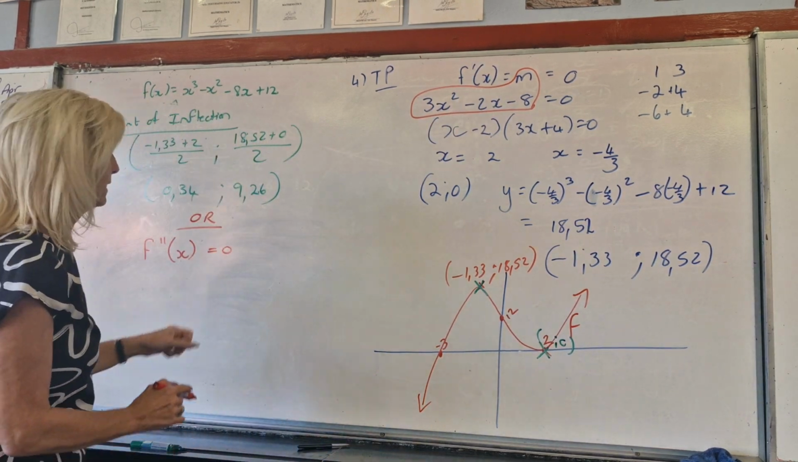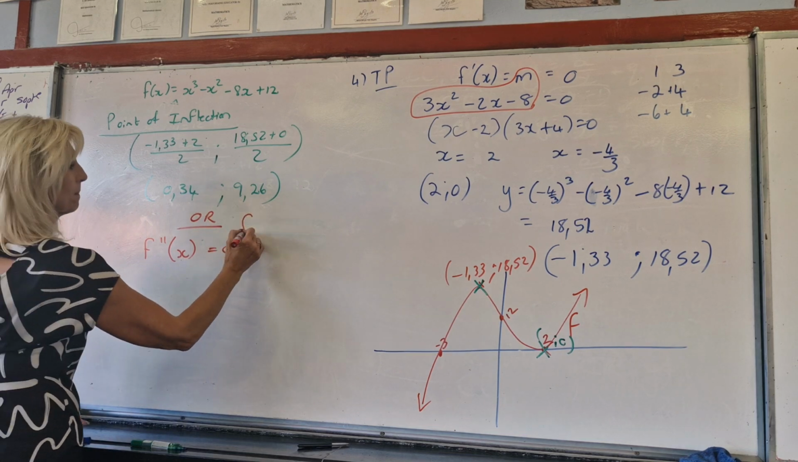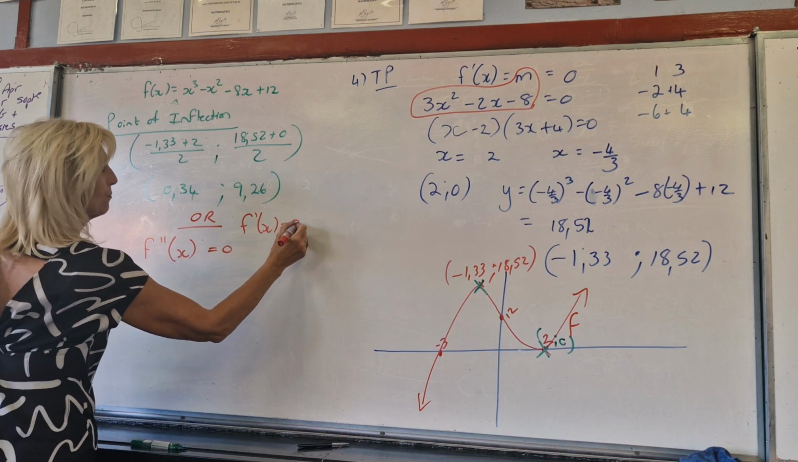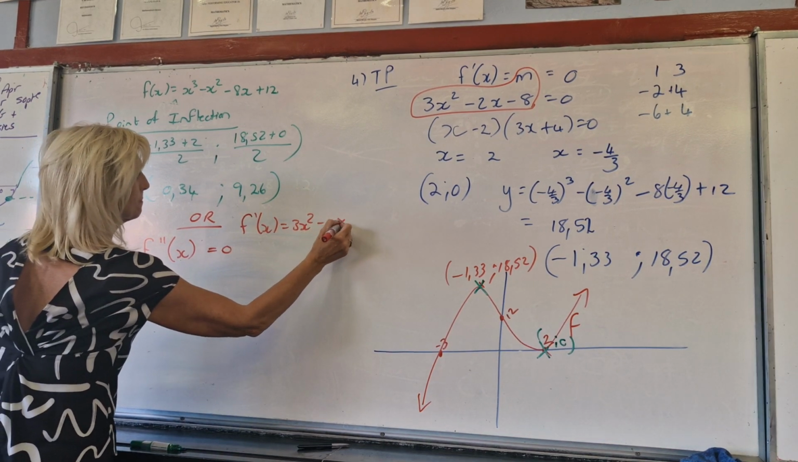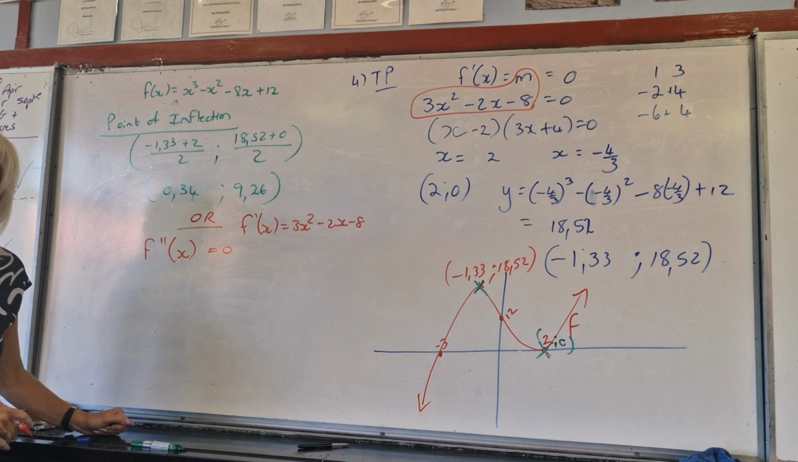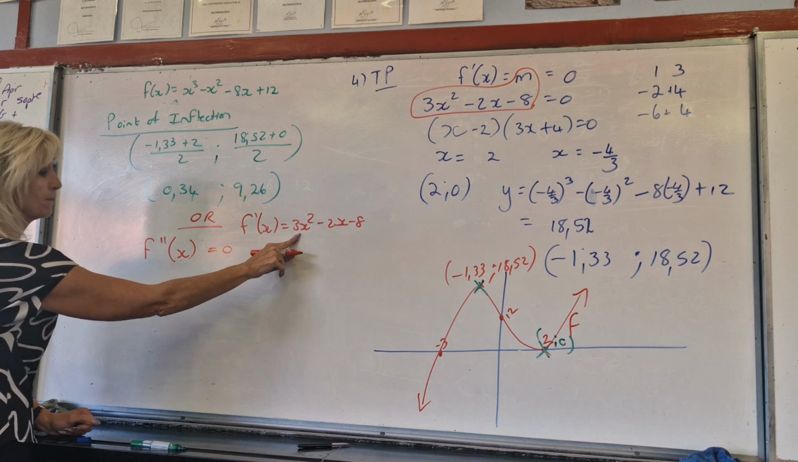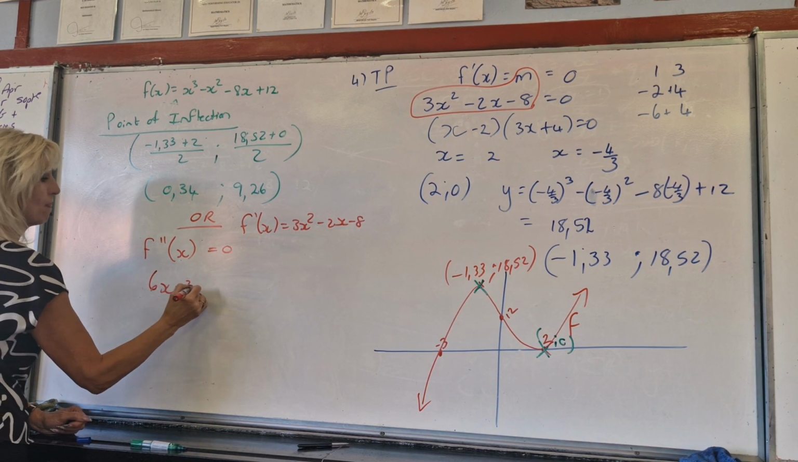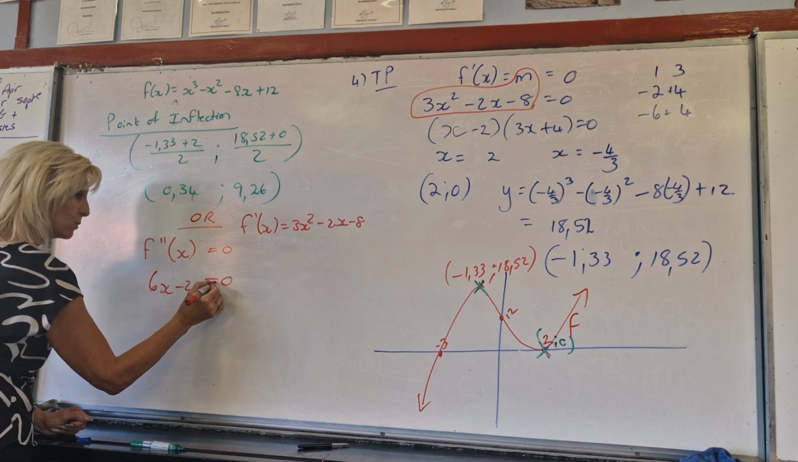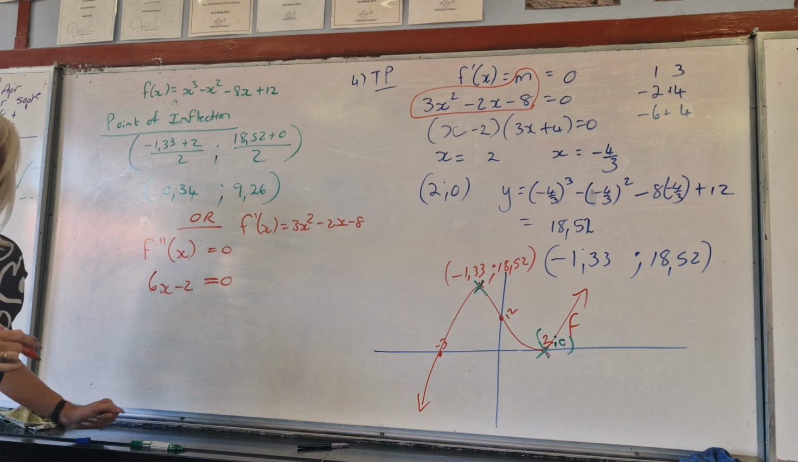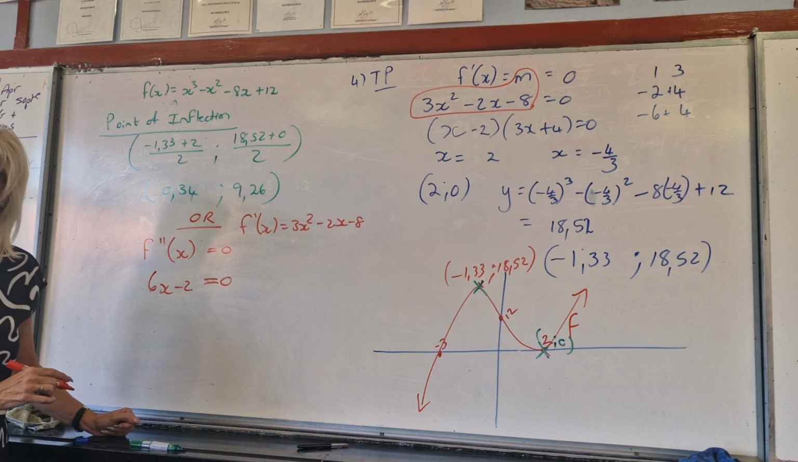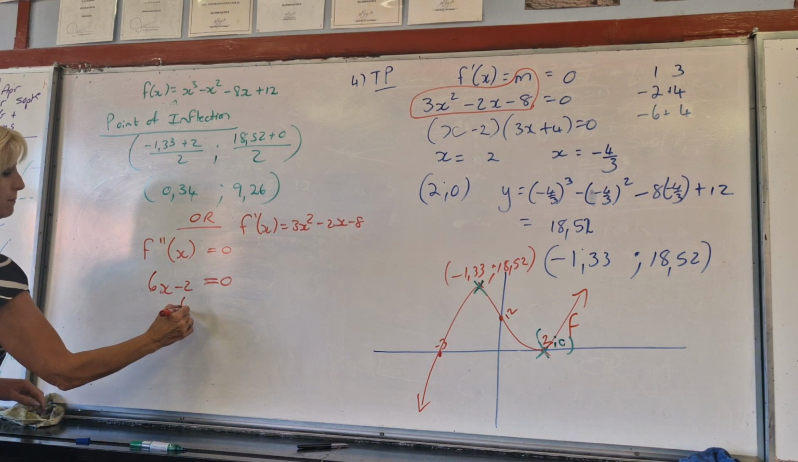So take the gradient, which was 3x squared minus 2x minus 8. It's unnecessary to write it again. And just do the derivative again, which is giving you 6x minus 2. But you only put it equal to 0 once you know you're looking for the inflection point. So what would the inflection point then be?